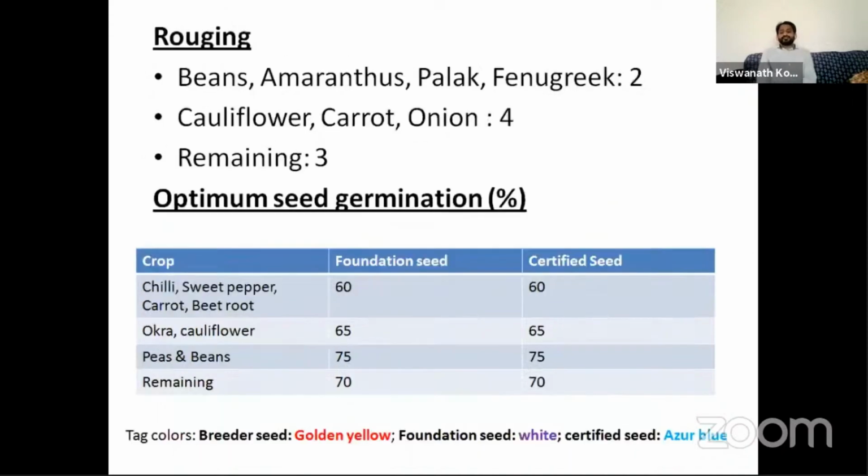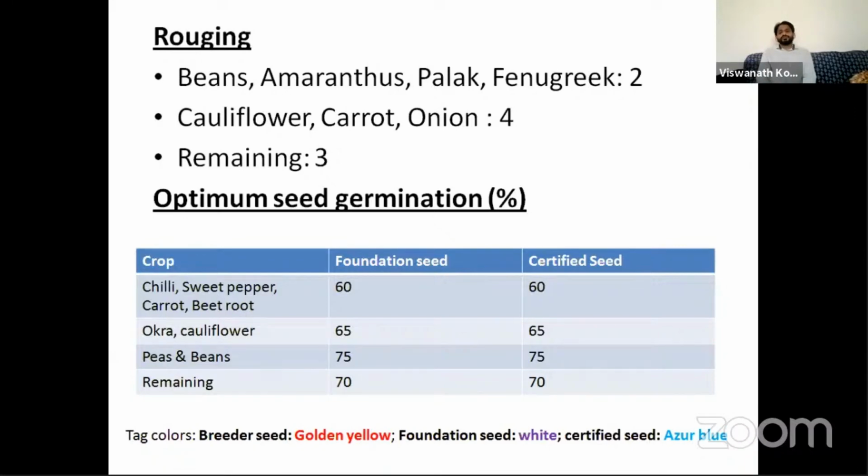In seed production, one important agricultural operation is roguing. That means we have to visit the seed production fields and frequently remove off types, weed types and diseased plants to ensure good quality seed production. The number of roguings varies for different crops, such as beans, amaranth and palak, depending upon the method of seed production and also the duration of seed production. Next, optimum seed germination percentage.